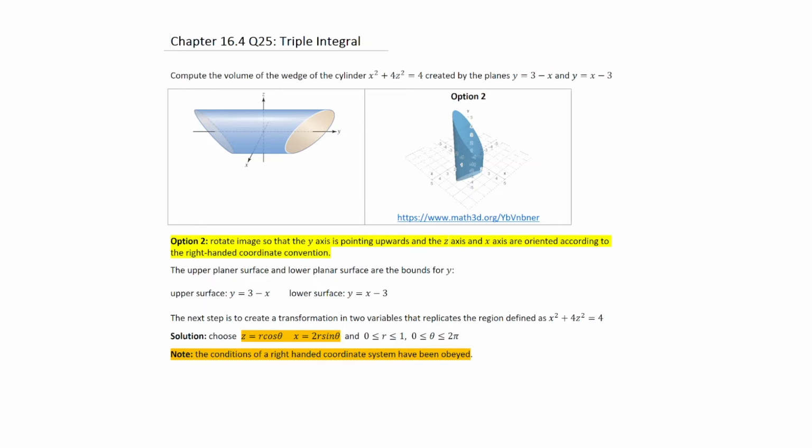All right, so that was a suitable choice based on the fact that I was dealing with something that was elliptical. Now, if z equals r cos theta and x equals r sine theta, then it would have been circular.